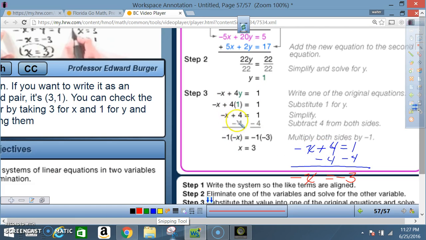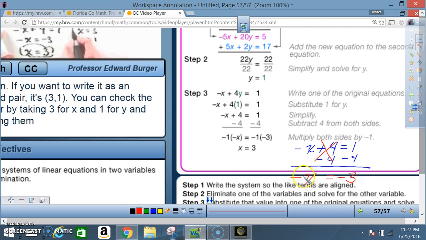Okay, this last step right here may be confusing, so I'm going to rewrite it over here. I'm starting from right here. Negative x plus 4 is equal to 1. To get that negative x by itself, we're going to get rid of the 4. That's a positive 4, so we're going to say negative 4 and negative 4. Once again, this is going to cancel out. I'm left with just a negative x, and then 1 minus 4 is a negative 3.